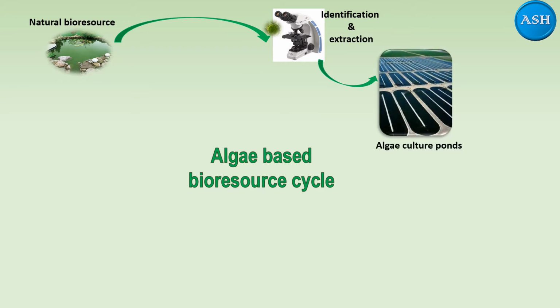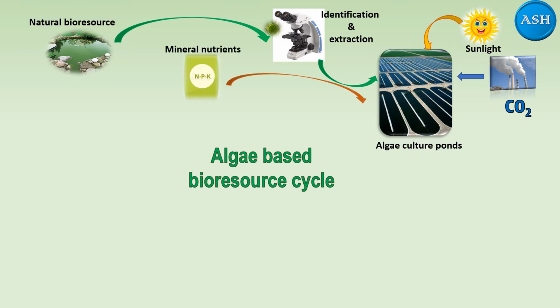So that pond is known as what? Algae culture ponds. Okay, now for the growth of algae, sunlight is an important part. So sunlight is required. Also CO2 is required. So CO2 comes from different industries. The gases released from industries can be used by the algae. And in one way it cleans the air also, controlling the pollution.